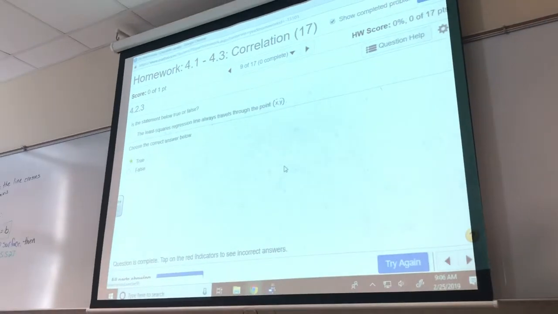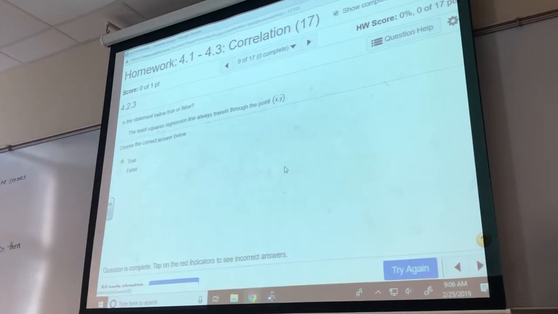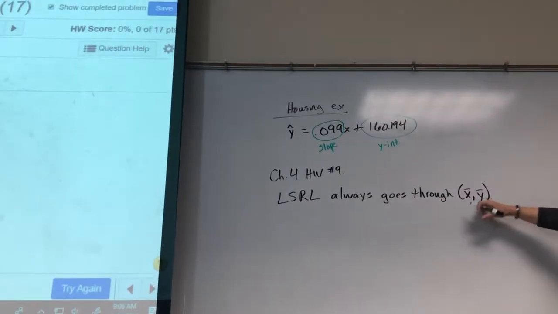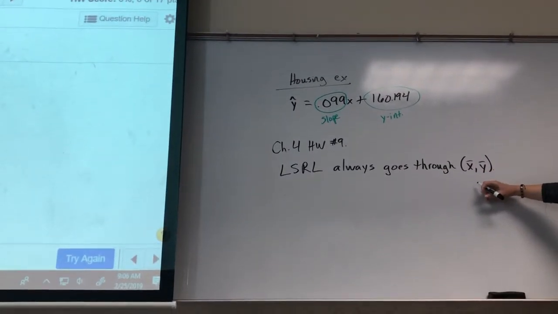Number 10, chapter 4, homework, number 9. Your least squares regression line always goes through the point x bar, y bar, and that's always going to be true. So it'll go through your average for the x, comma, your average for the y. And that's just because of the way the formula is set up.